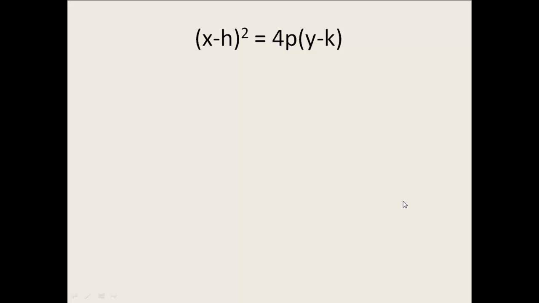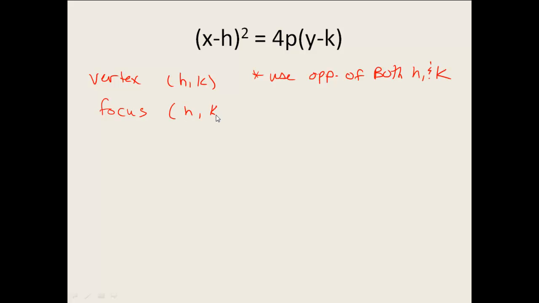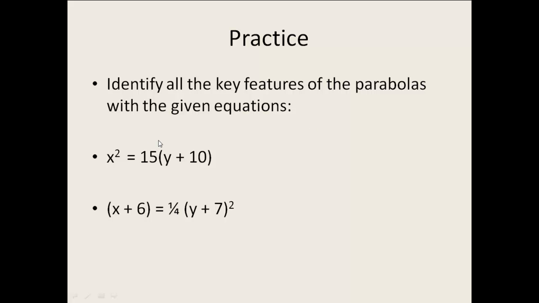Now go to our important information. First of all, our vertex is the same as it was before, h comma k. And again, we use the opposite of both. And then our focus is h comma k plus p, because remember this time our y value changed. Our directrix is y equals k minus p. And the axis of symmetry is x equals h.